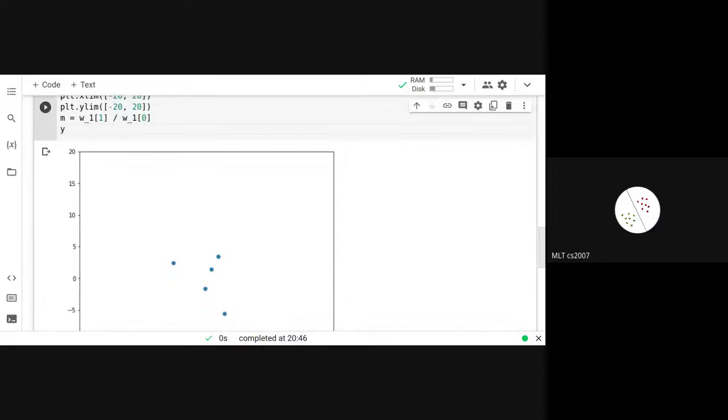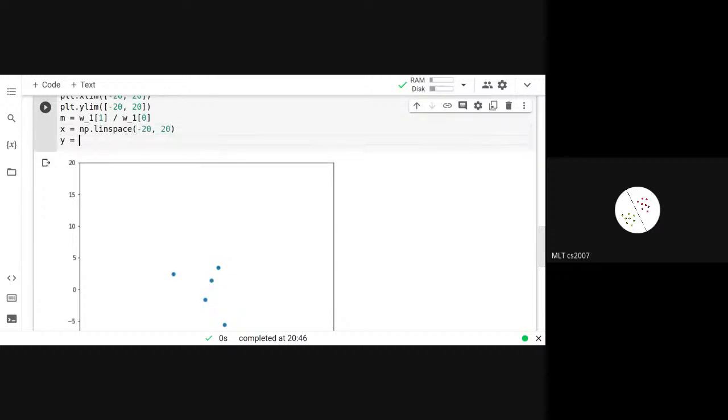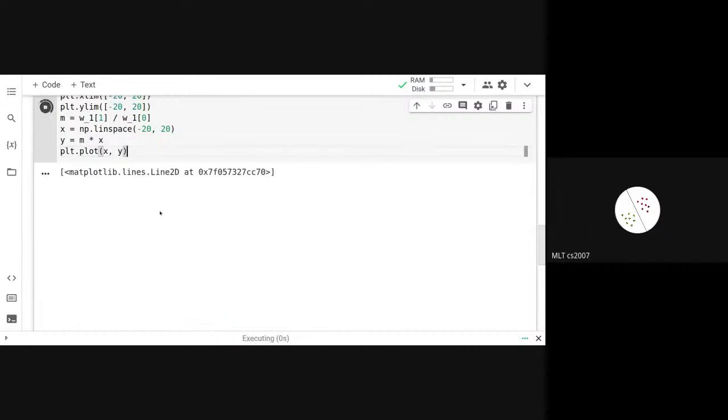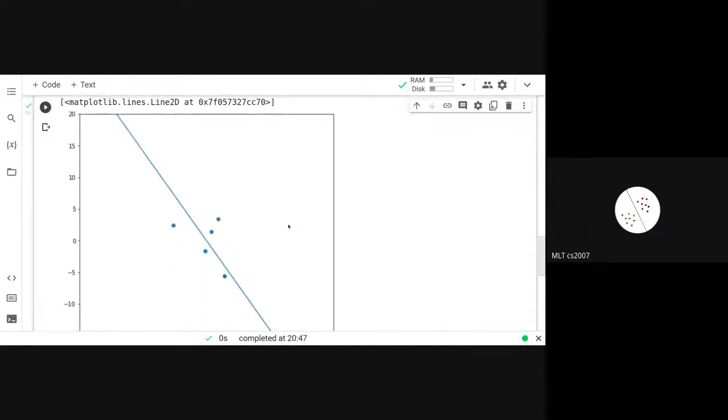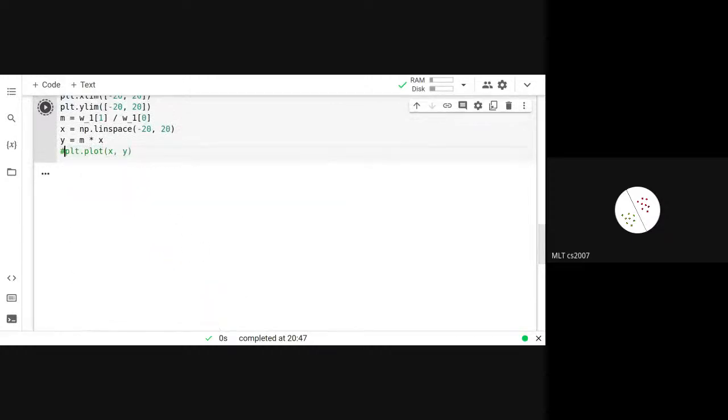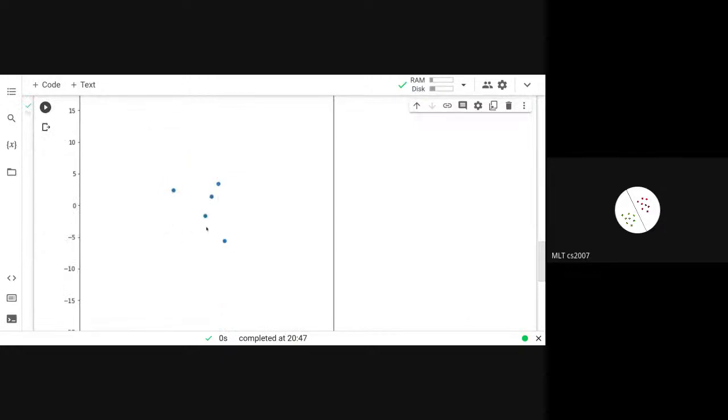I'm going to say that x equal to np dot linspace of minus 20 comma 20, and y equal to m into x, as simple as that. And just go ahead and plot x and y. Okay, so this is what we get as the first principal component. Is it surprising? I think I should have asked what it would be before. Let's just look at this. How do you think the variance is high along this, right? Does it seem convincing?